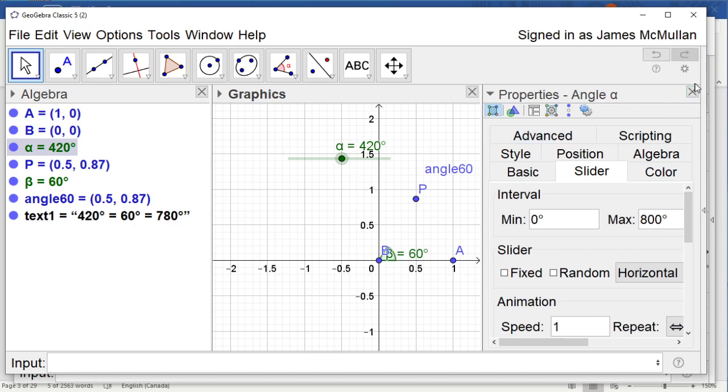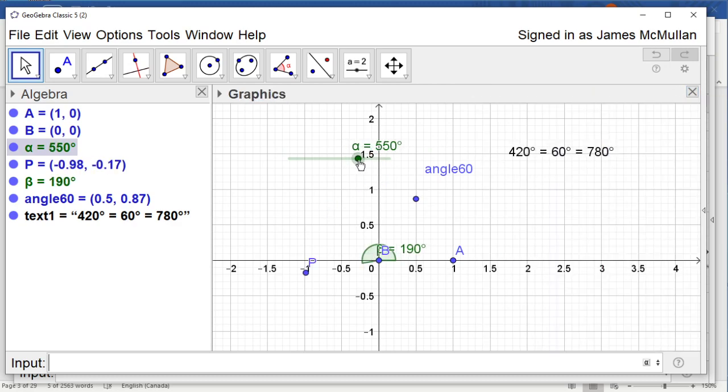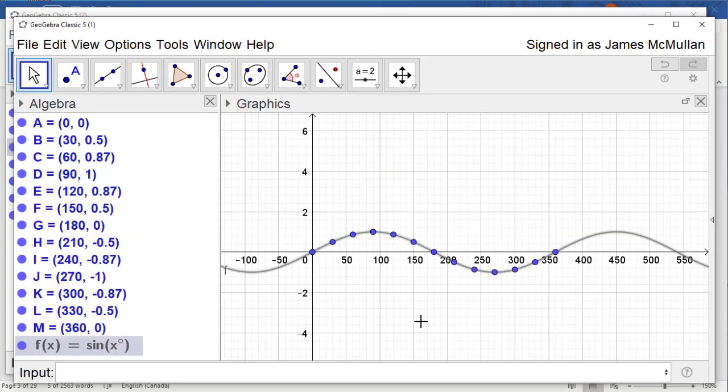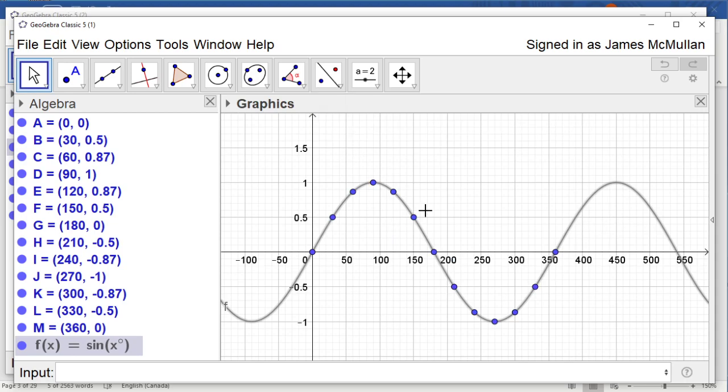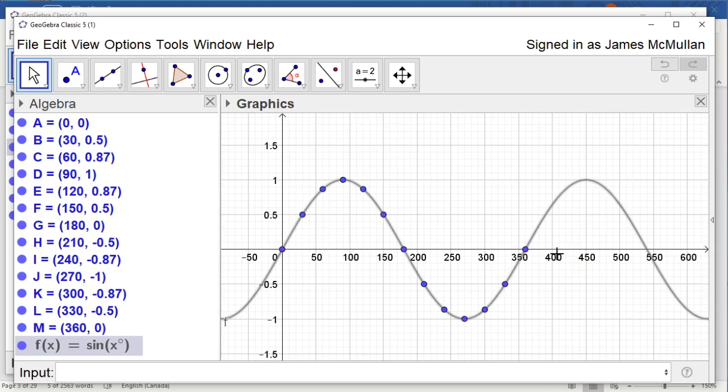800 is good. If you take this up to 780, again, I'm in the exact same spot because all I've done is go around the circle in a repetitive way. Now, when you look at the sine graph and ask what the graph would be doing at 400, it would be doing the exact same thing it was doing at 40. What is it doing at 450? The exact same thing it was doing at 90.